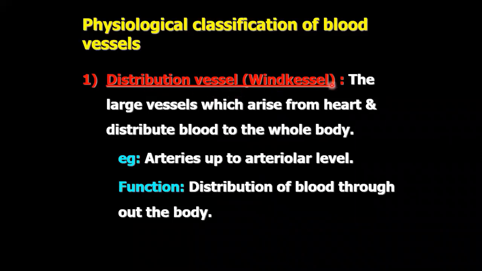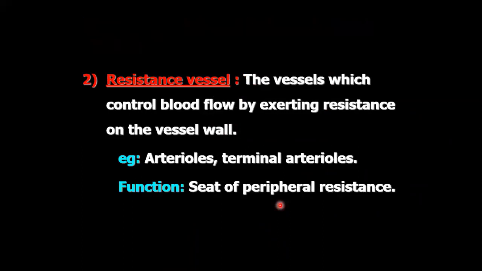Distribution vessel or Windkessel vessel. The large vessels which arise from the heart and distribute blood to the whole body. Examples are arteries up to the arteriolar level. Function: distribution of blood throughout the body. Resistance vessel. The vessels which control blood flow by exerting resistance on the vessel wall. Examples are arterioles, terminal arterioles. Function: seat of peripheral resistance.